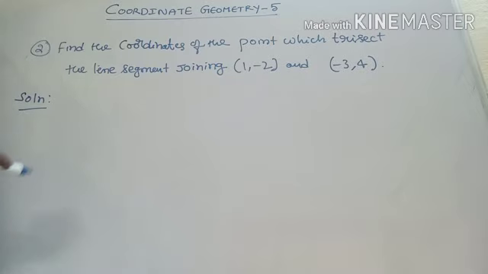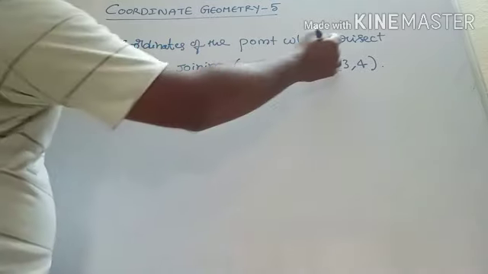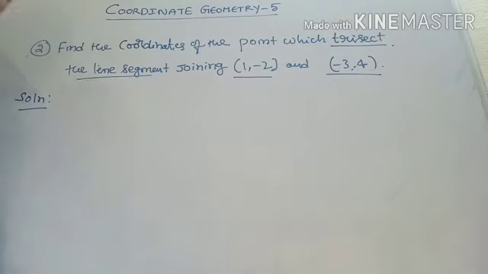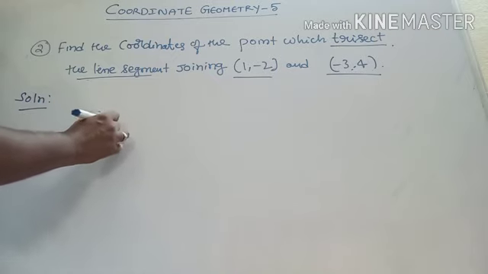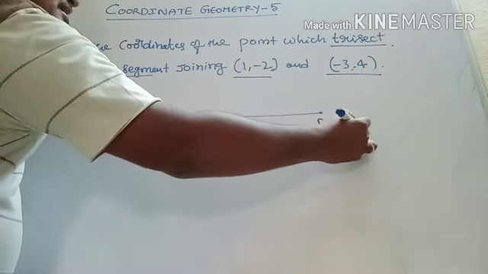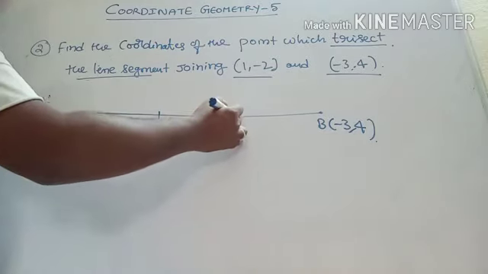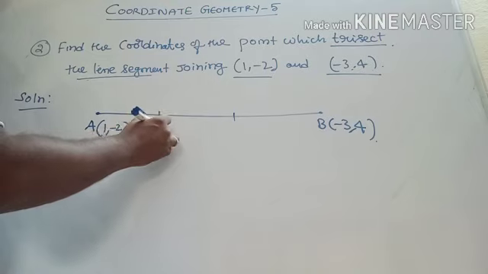Now we have one beautiful problem. We need to find points of trisection. Find the coordinates of the points which trisect the line segment joining the given points A and B. You see, my dear students, here A is given as (1, -2), and B is given as (-3, 4). Now we need points of trisection, which means, as we discussed, we require 2 cuts to divide that line segment into 3 equal parts. That's why this is C and this is D.